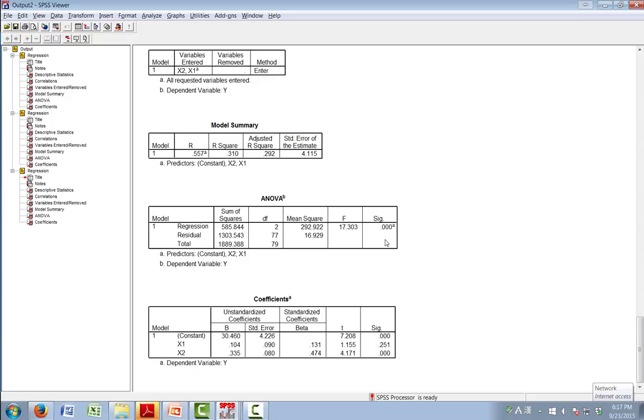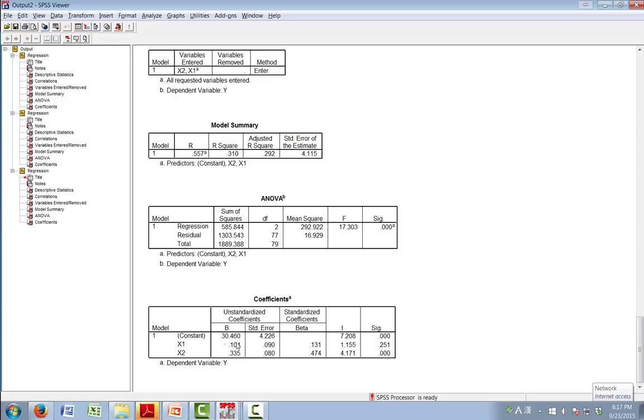Coefficient. Let's go over the coefficient part. Again, what is the constant? Constant in SPSS, this is a slope, right? So B sub 0 is 30. How to interpret this slope? I mean intercept, I'm sorry. Constant in SPSS is the intercept. How do we interpret this intercept value, the B sub 0 value? If both x1 and x2 are 0, then the model's expected value of y will be 30.